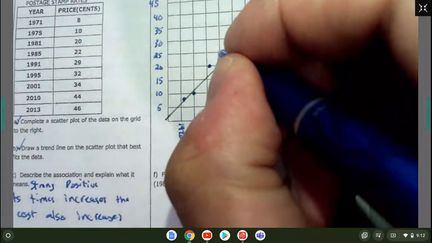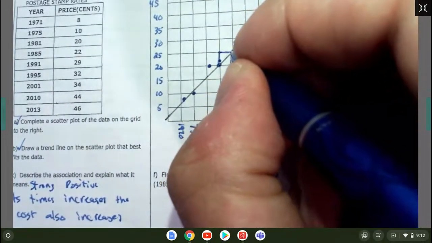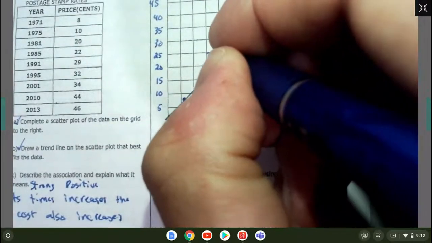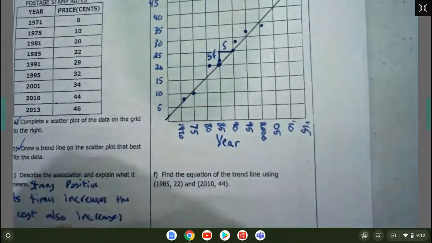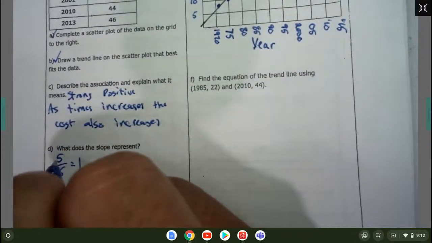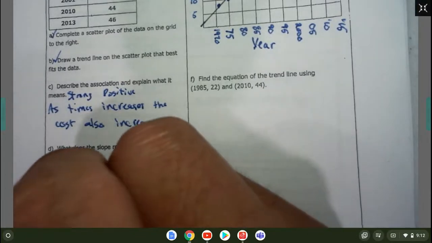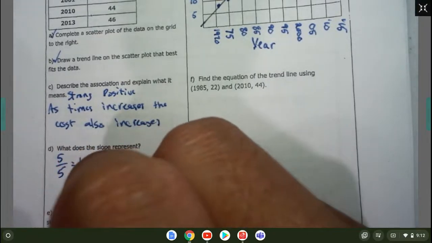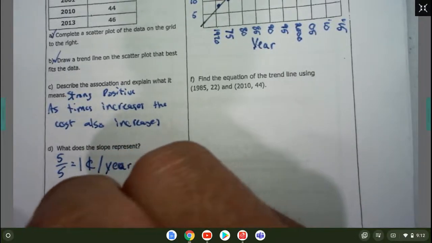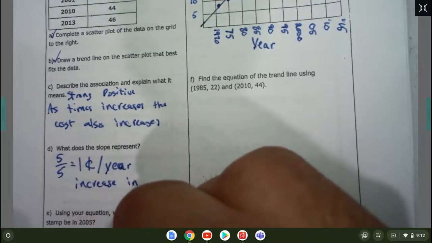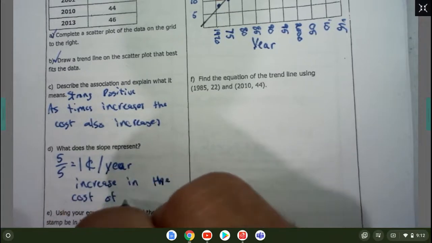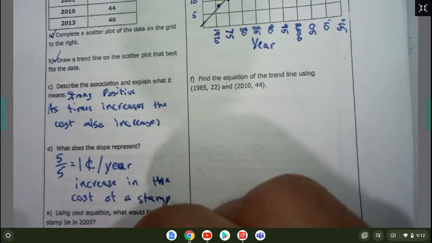All right, this is up 5, right? 5 cents from 20 to 25, and that's in 5 years from 85 to 90. So that's about 5 cents in about 5 years. 5 over 5 is equal to 1. 5 divided by 5 is 1. So that's about 1 cent per year. And that's the increase in the cost of a stamp each year.